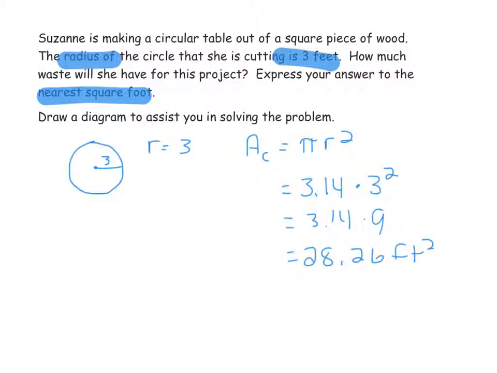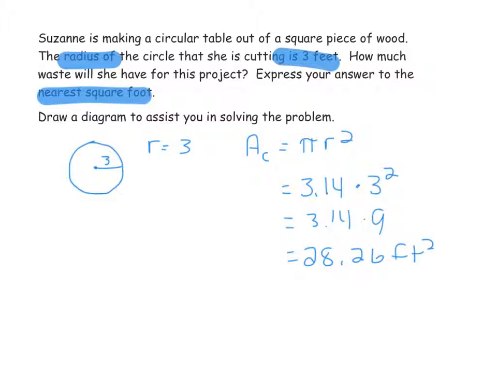So far, what I have done is I have my formula, I filled out, and I have this. But we have to read the question carefully. We can't just pick out our numbers because this gives me the area of the circle, but it says she's making a circular table out of a square piece of wood.